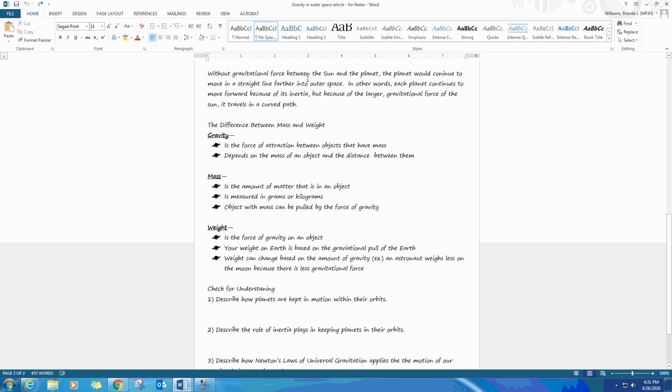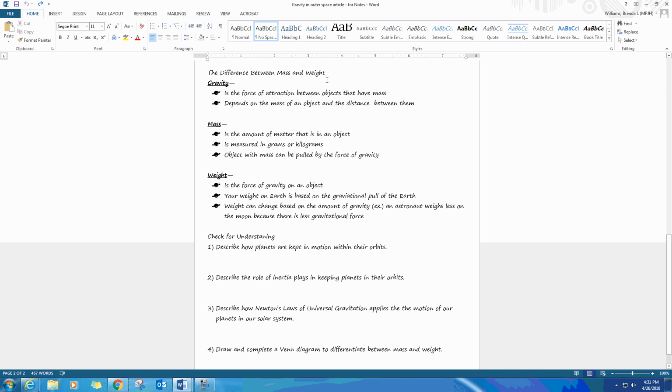Without gravitational force between the sun and the planet, the planet would continue to move in a straight line further into outer space. In other words, each planet continues to move forward because of its inertia, but because of the larger gravitational force of the sun, it travels in a curved path.